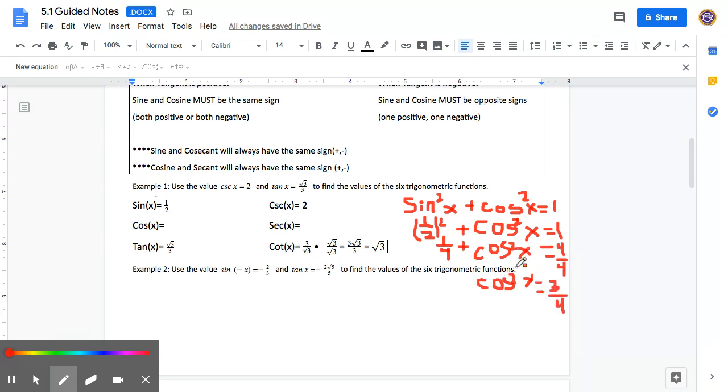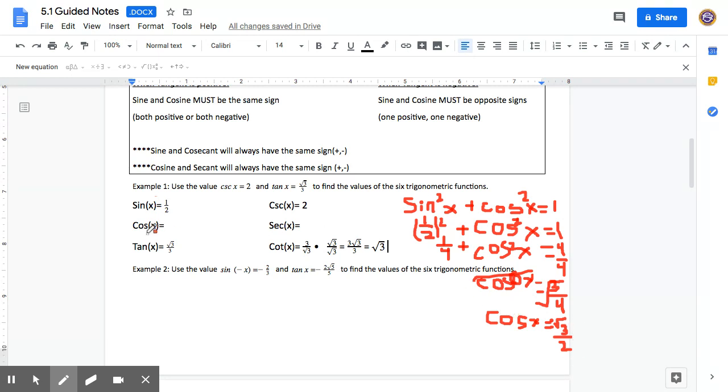Now the last thing we need to do is get rid of this square. So to get rid of a square, we need to square root. We're going to square root both sides. So what we end up getting here is cosine of x equals the square root of 3 over the square root of 4, which the square root of 4 is 2. So we can write this as equals the square root of 3 over 2. So we can plug that in for cosine.